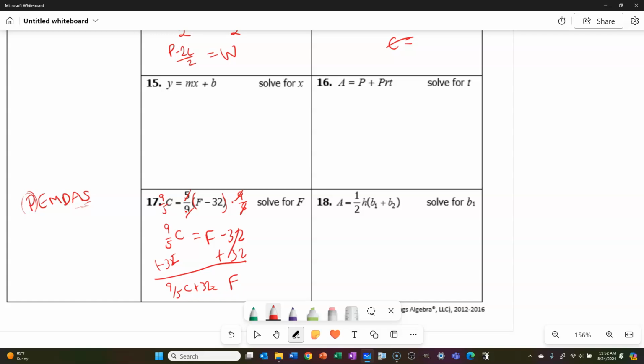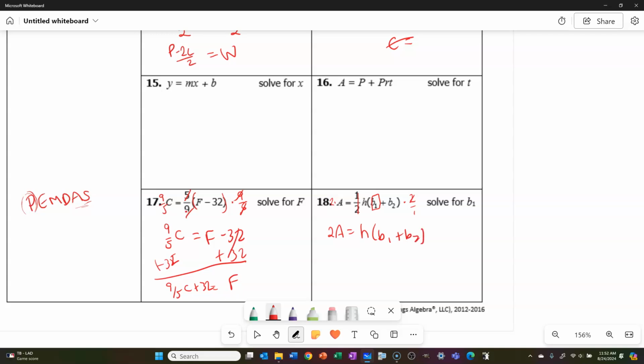So 18 is going to be the same type thing. We're trying to solve for B1, which is in here, but we have, again, these parentheses. So we're going to get rid of the parentheses, or get rid of what's attached to the parentheses, which is the 1/2 H. So again, I think it's probably easiest if we take care of the fraction first. I'll multiply by 2 to get rid of that fraction. So that gives me 2A. And I still have the h, and b1 plus b2.